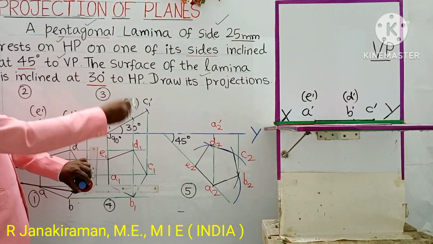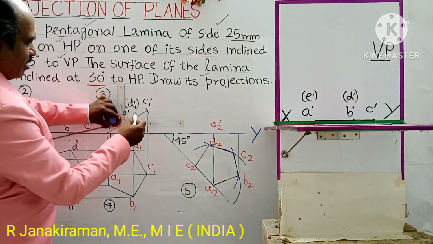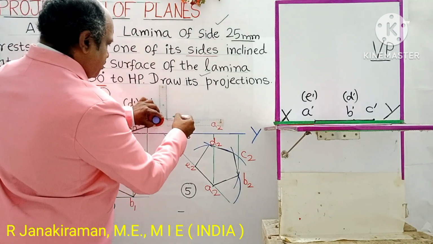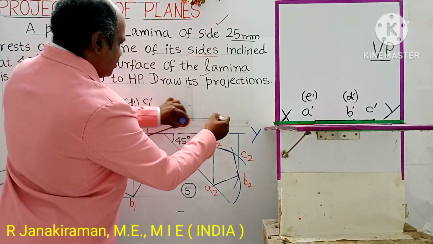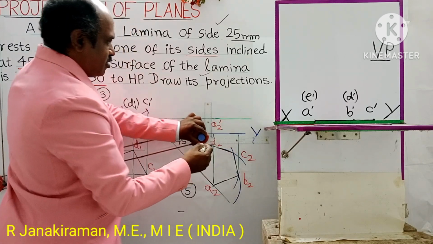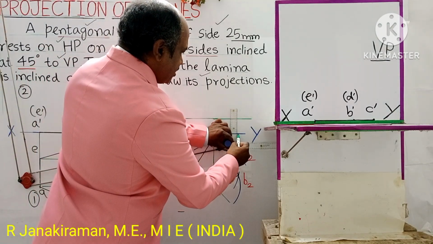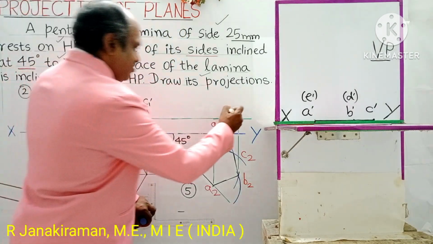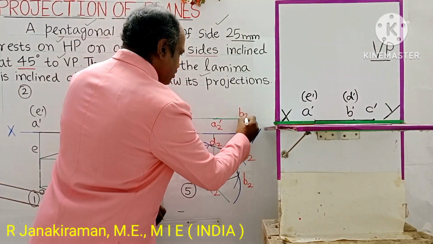So previous front view B is here. Draw a horizontal projector using the longer scale of a drafter. Both these B's intersect here. This shall be marked as B suffix 2 dash. The dash will come for front view points.